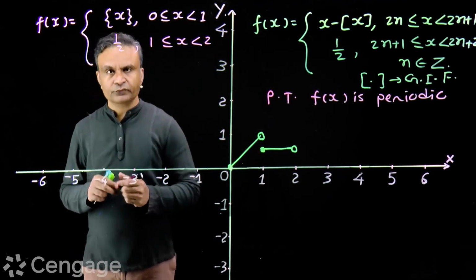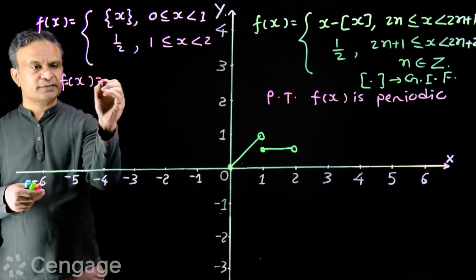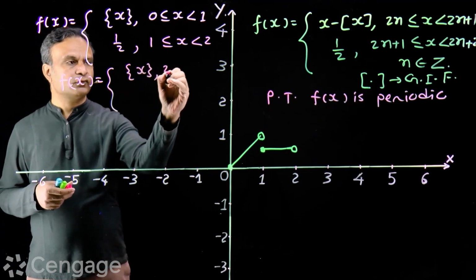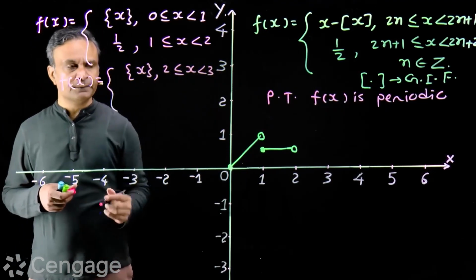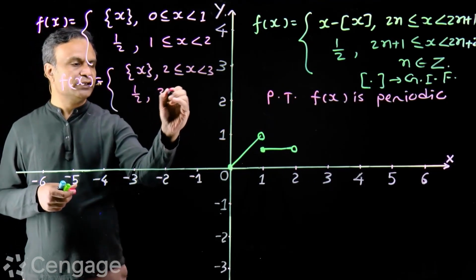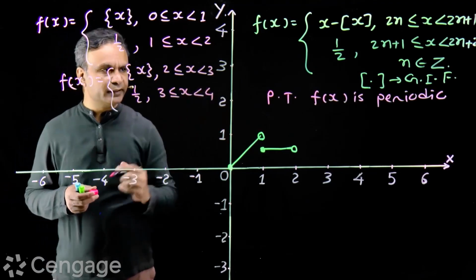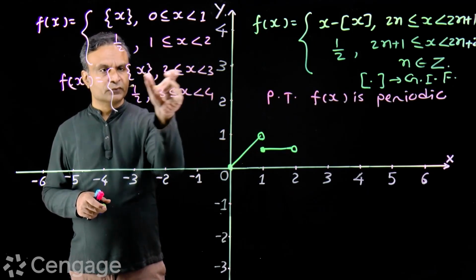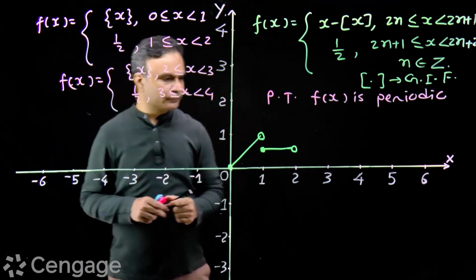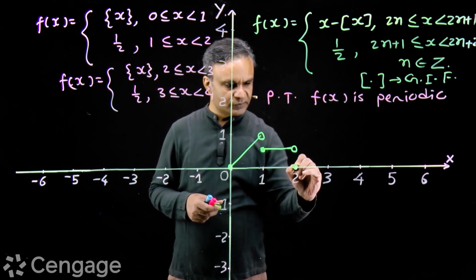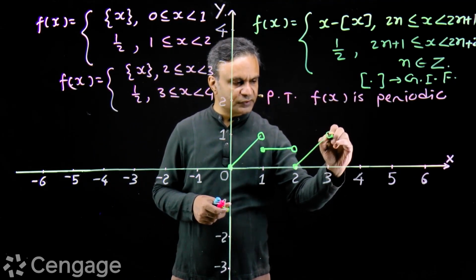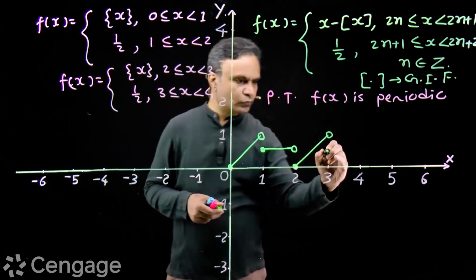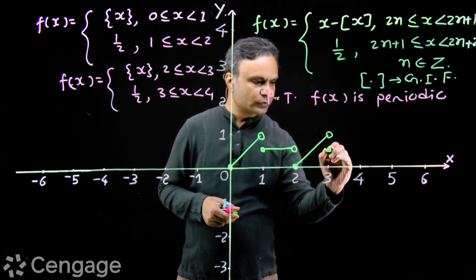Now we put n is equal to 1. We will have f(x) equal to the fractional part of x for 2 ≤ x < 3, and 1/2 for 3 ≤ x < 4. Okay. Now we draw the graph. For this interval we have the fraction part of x. We'll have this graph, fraction part of x between 2 and 3. Okay. And for this interval f(x) is equal to 1/2. So again we have this horizontal line segment.